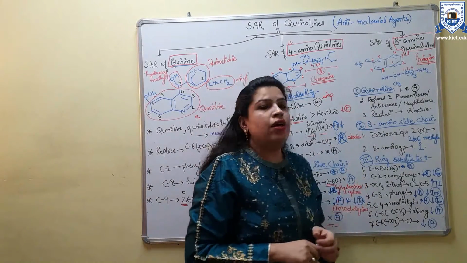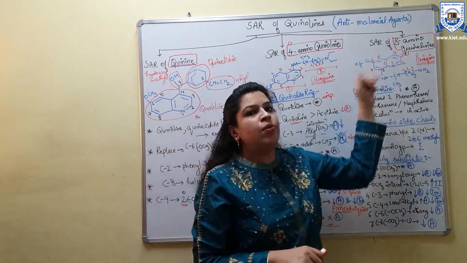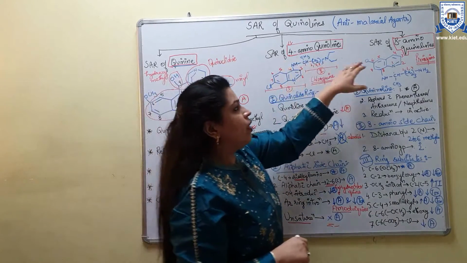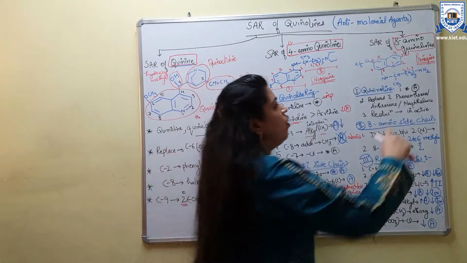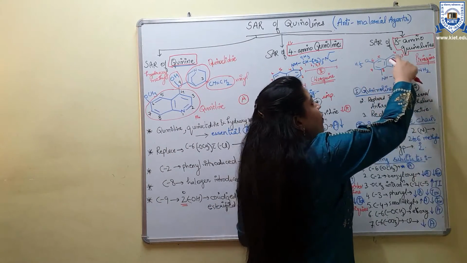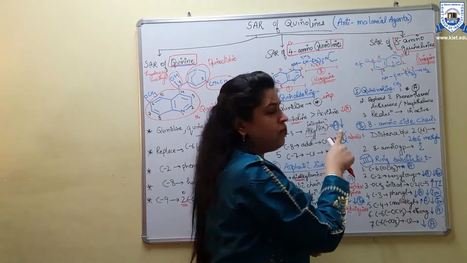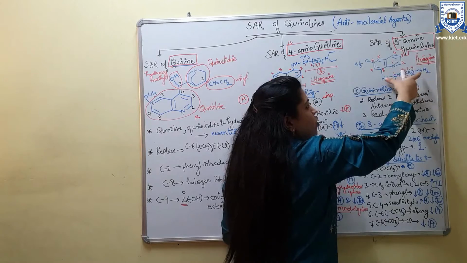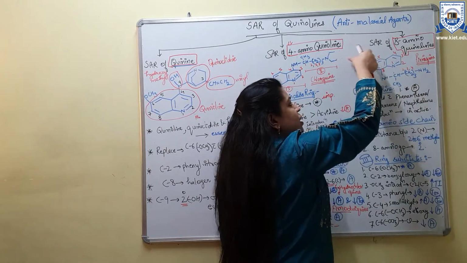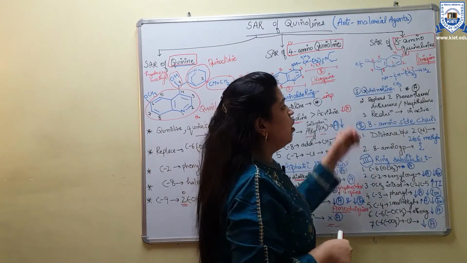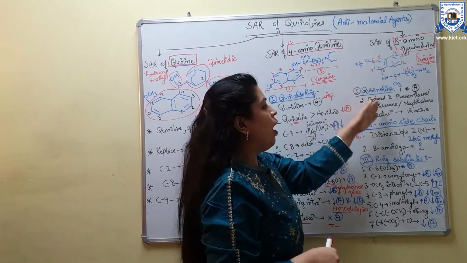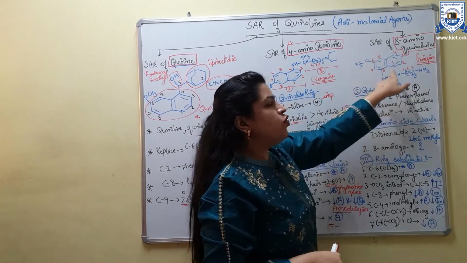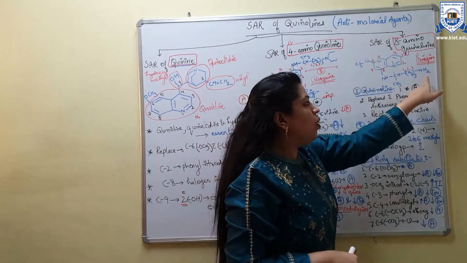Now the third class, that is the SAR of the 8-aminoquinolines class of drugs under the anti-malarial category. This is the main prototype structure of primaquine, where the quinoline ring is there, at the 6th position a methoxy group is present, and at the 8th position an amino substitution, that is an aliphatic chain, is there. For studying this SAR, we have to look at 3 main points: the quinoline ring, then this side chain.